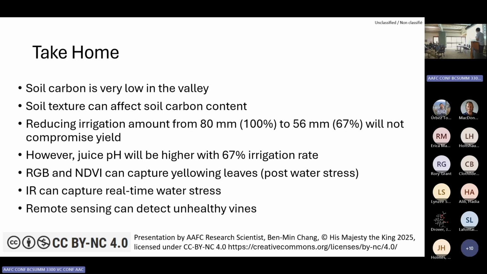The RGB and NDVI could capture those yellowing leaves, so these are post water stress symptoms, but they don't really capture it in real time. But the infrared remote sensing technology could do that job really well. And in the end, it looks like remote sensing technology, through building a model, can give you a hint where those virus infected vines are.